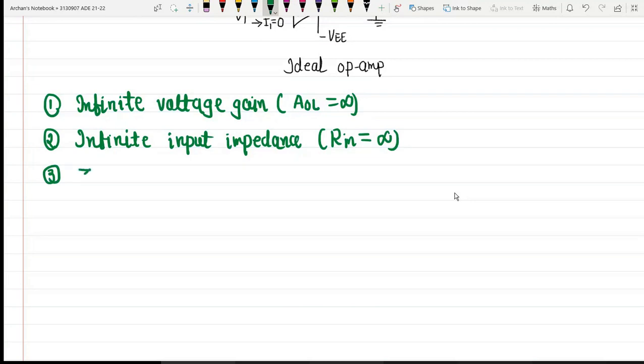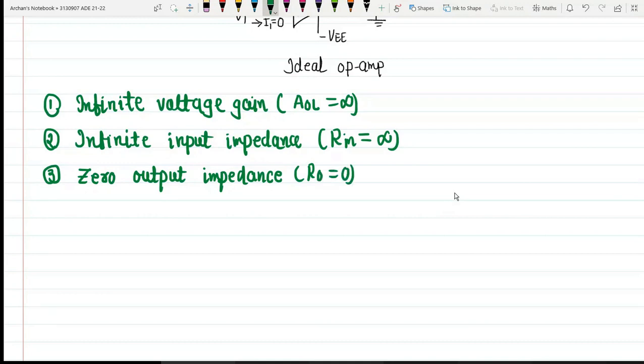Talking about the output impedance, we should have zero output impedance, so R0 equal to 0. What will it ensure? The zero output impedance will ensure that the output voltage of the op-amp remains the same irrespective of the value of the load resistance connected. And this is what is required.